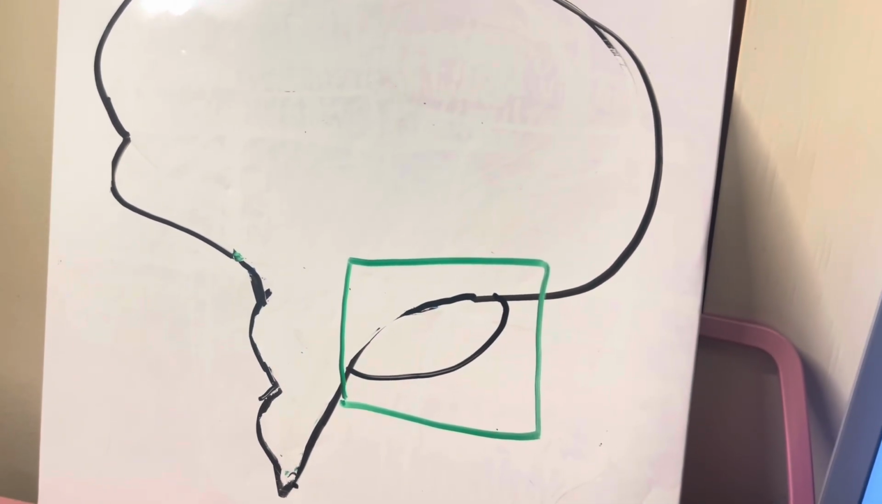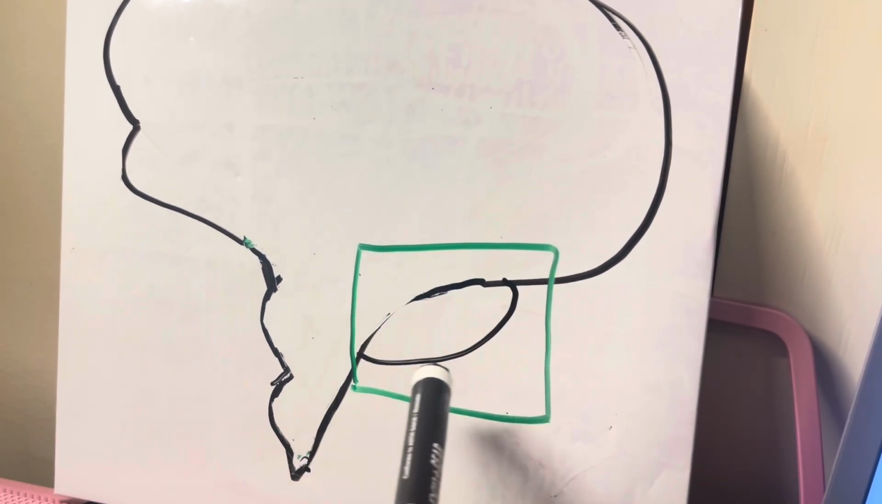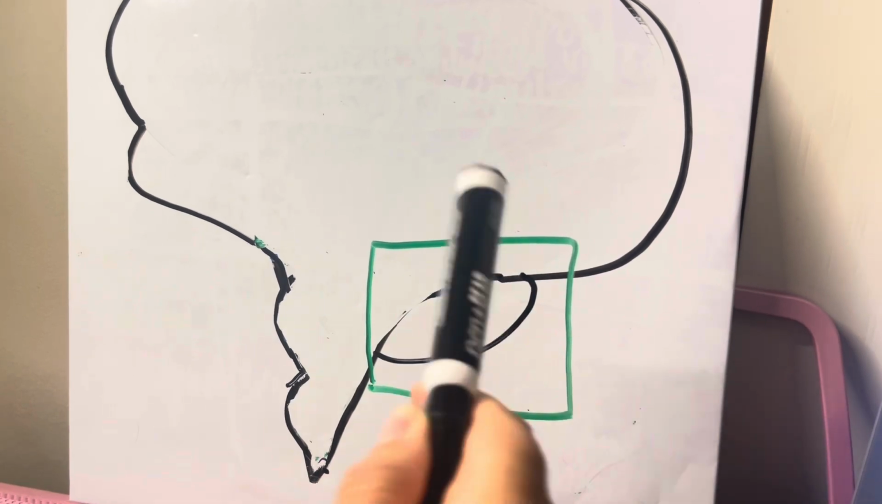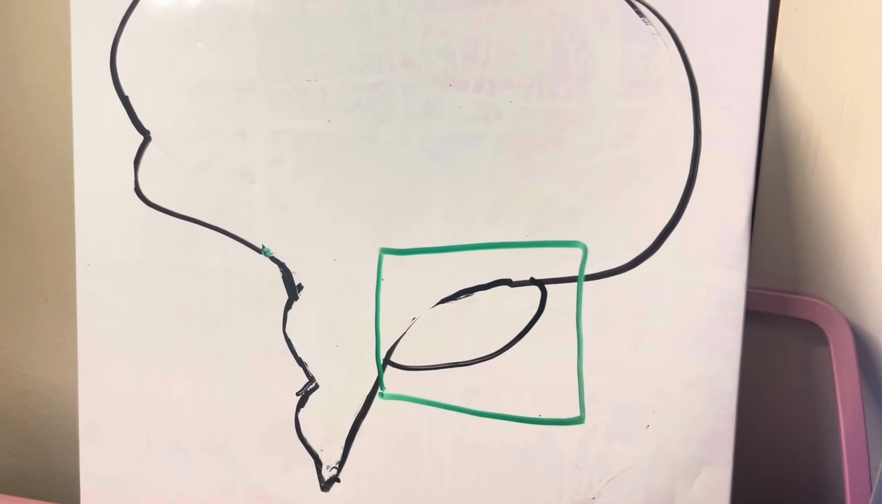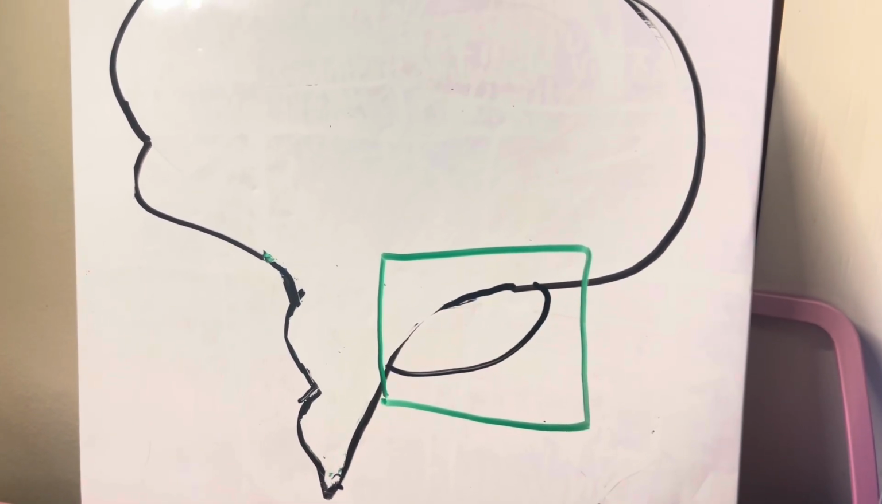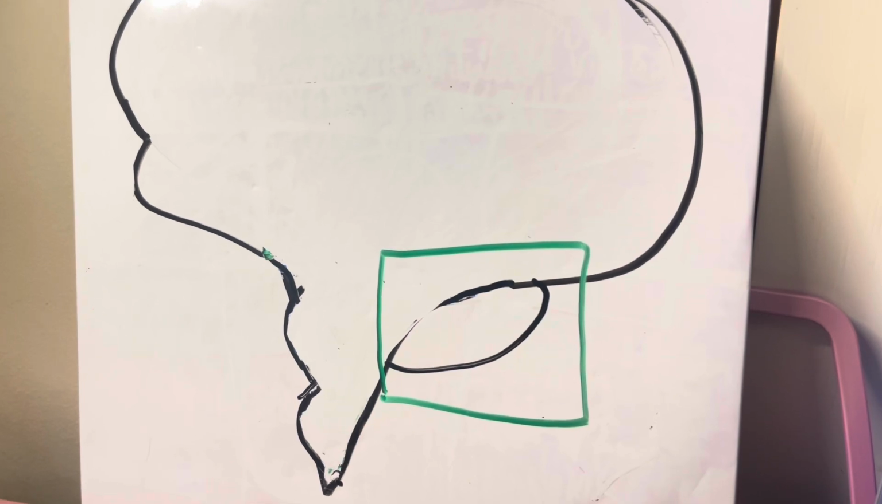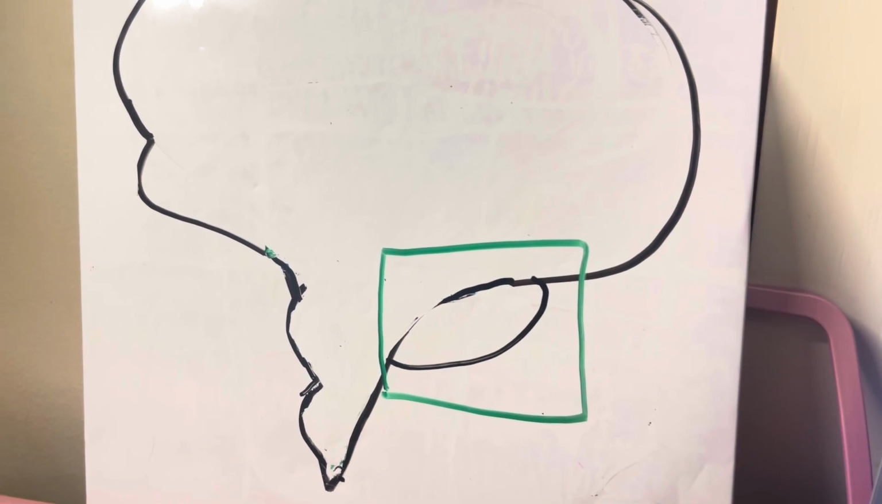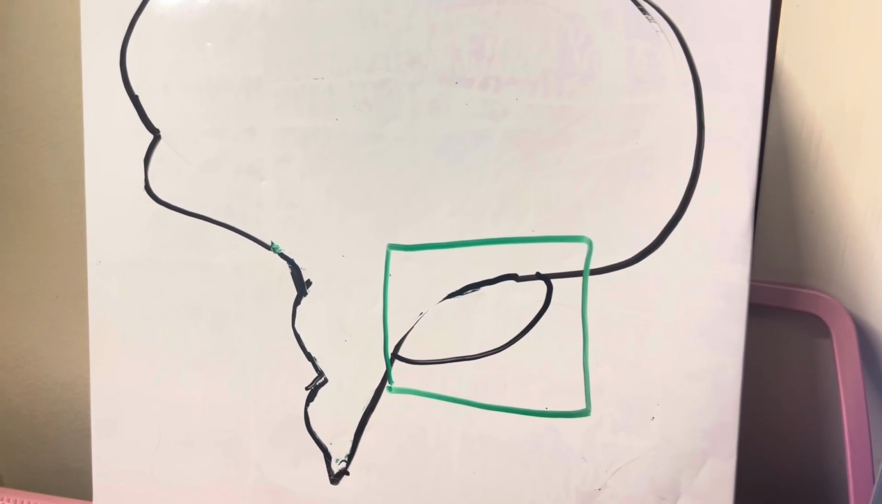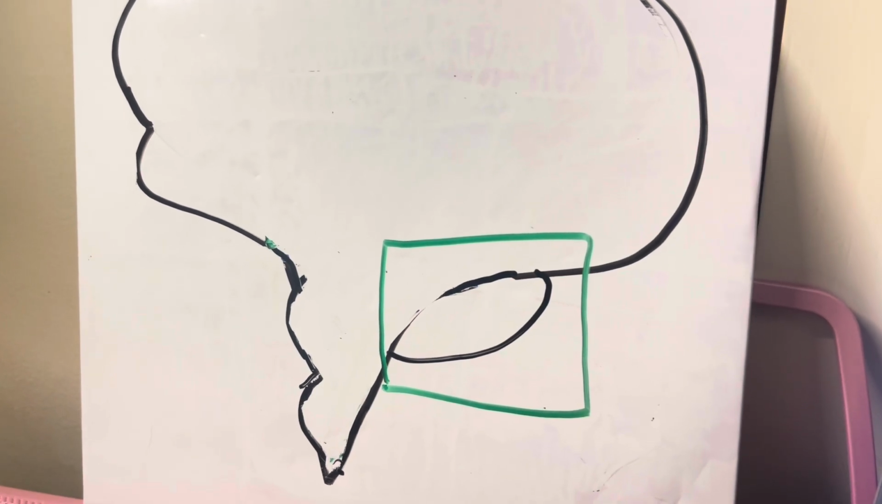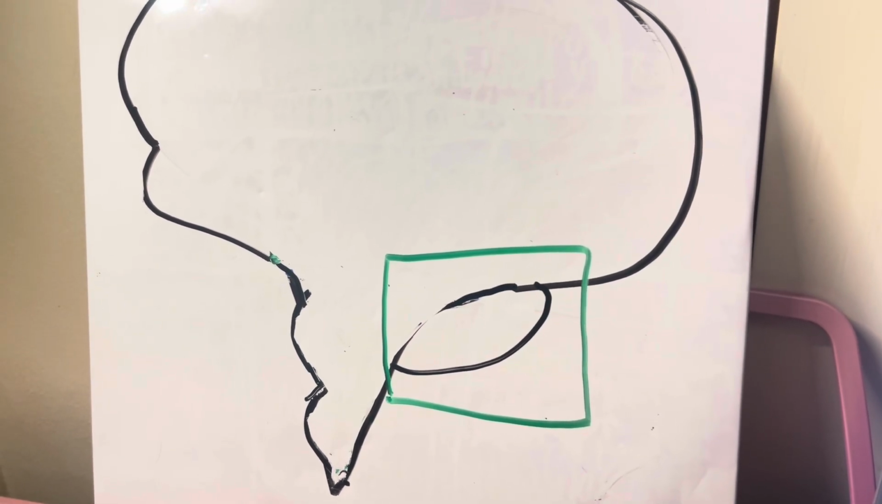The next portion we'll be talking about is this portion in the back of the brain, which is called the cerebellum, and the cerebellum plays a major role in coordination of skeletal muscle functions such as balance, posture, complex movement, and speech.